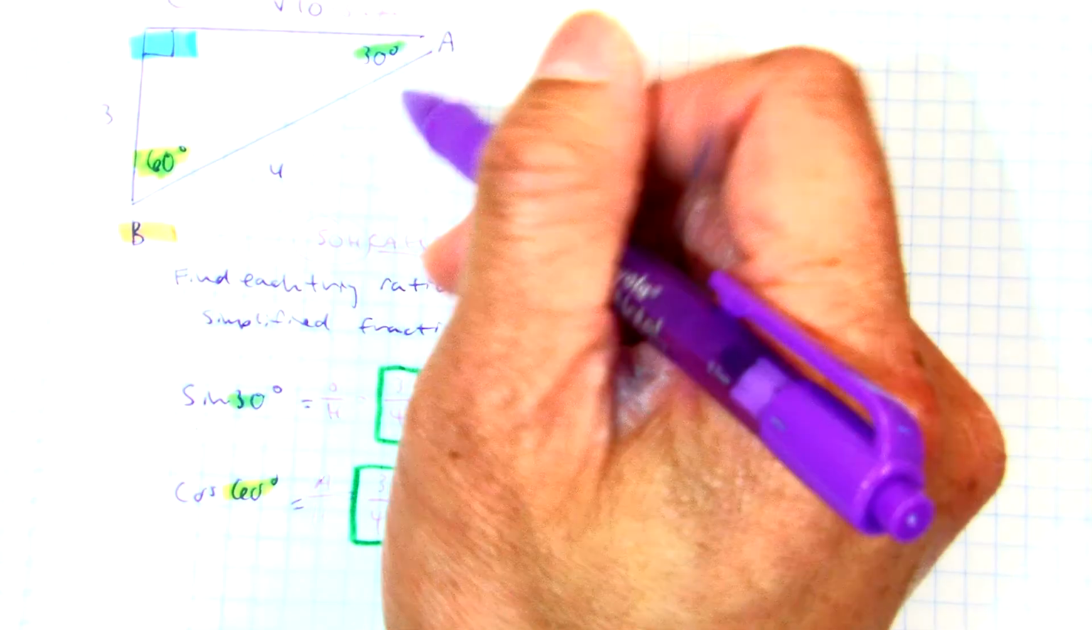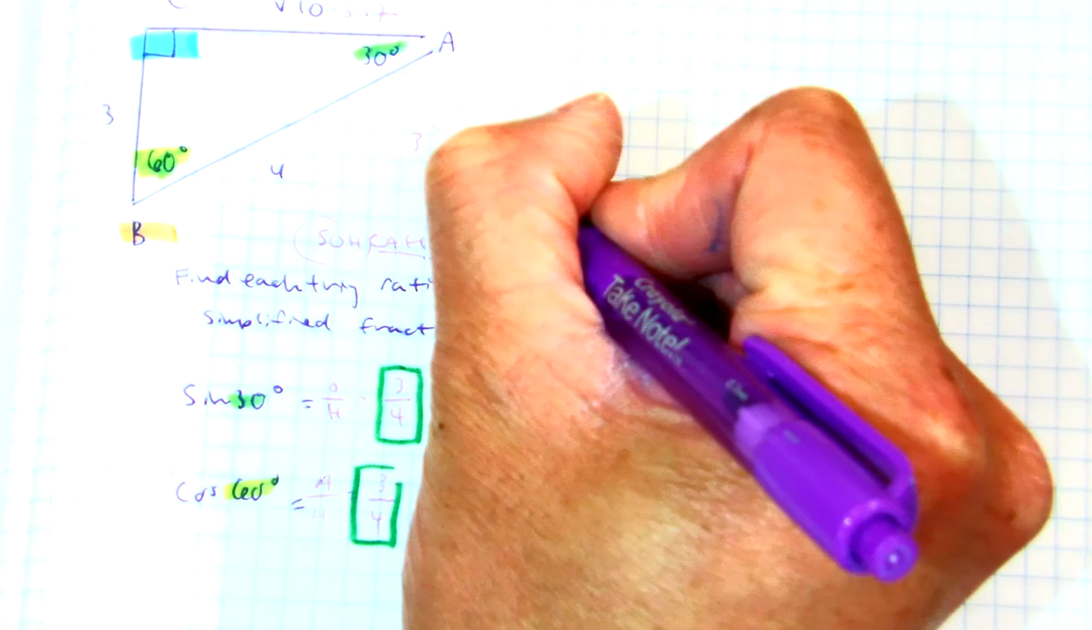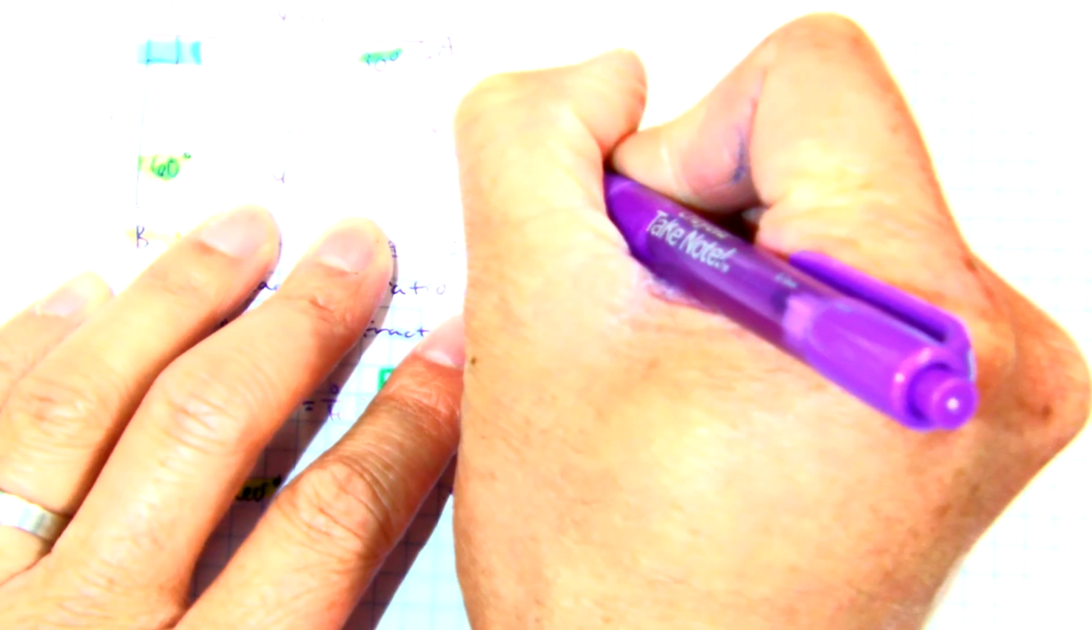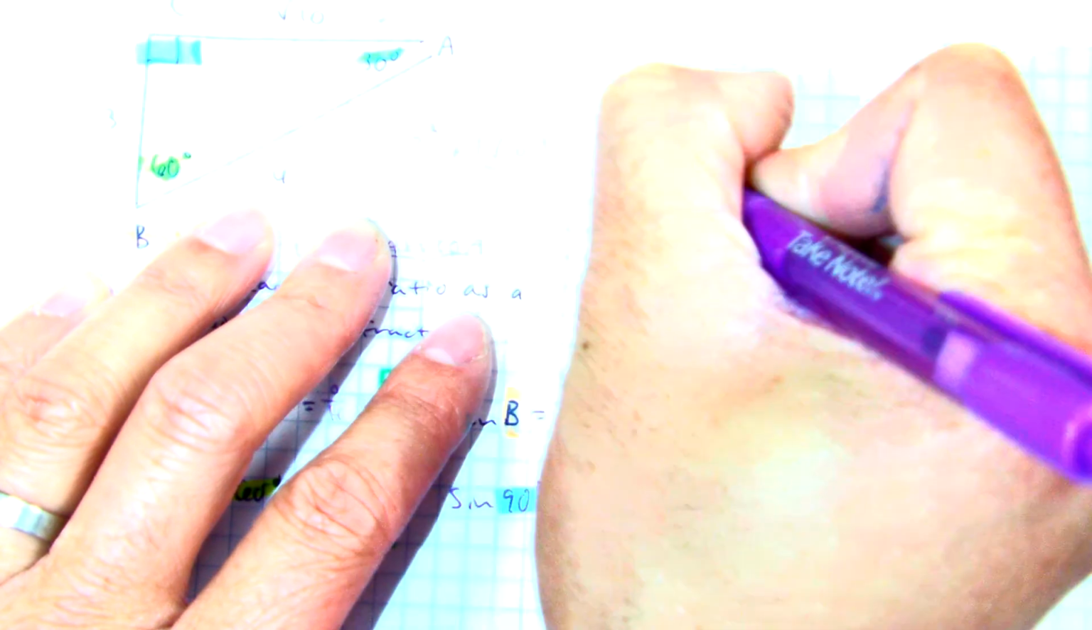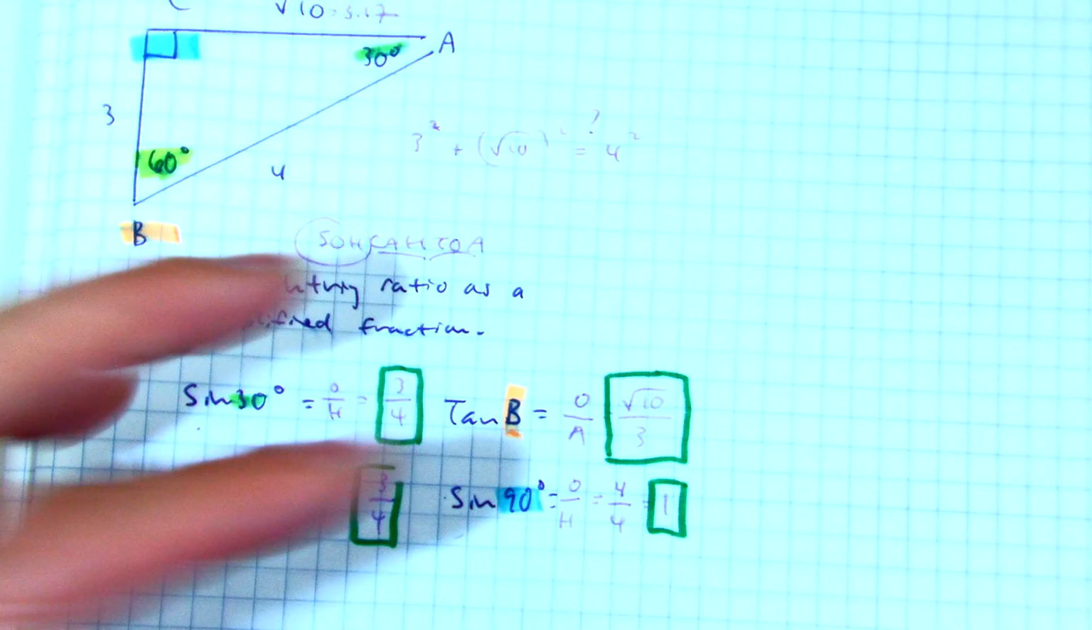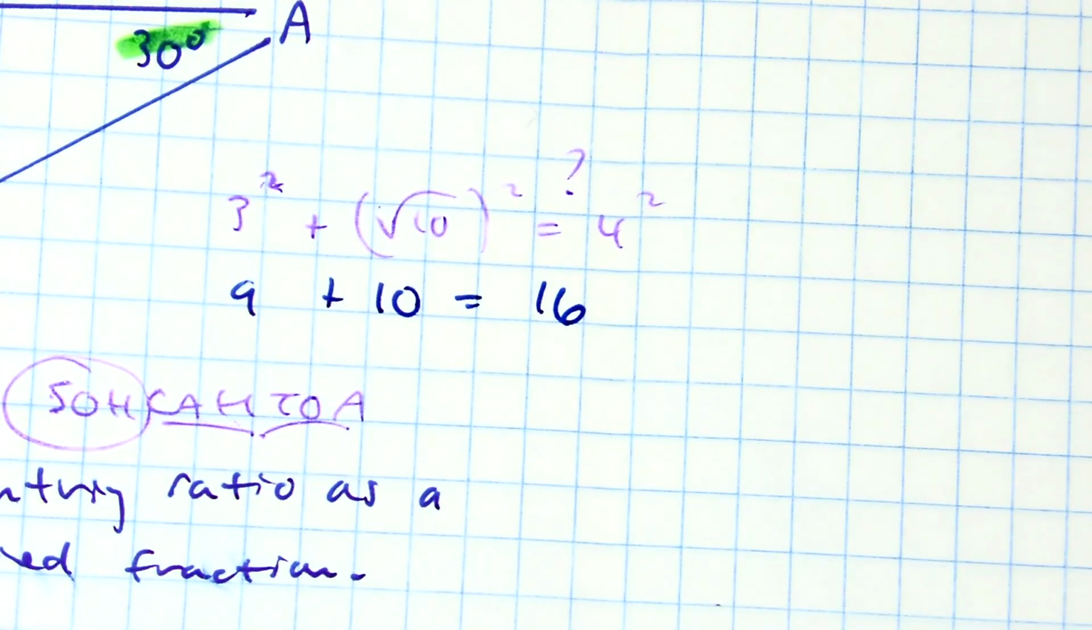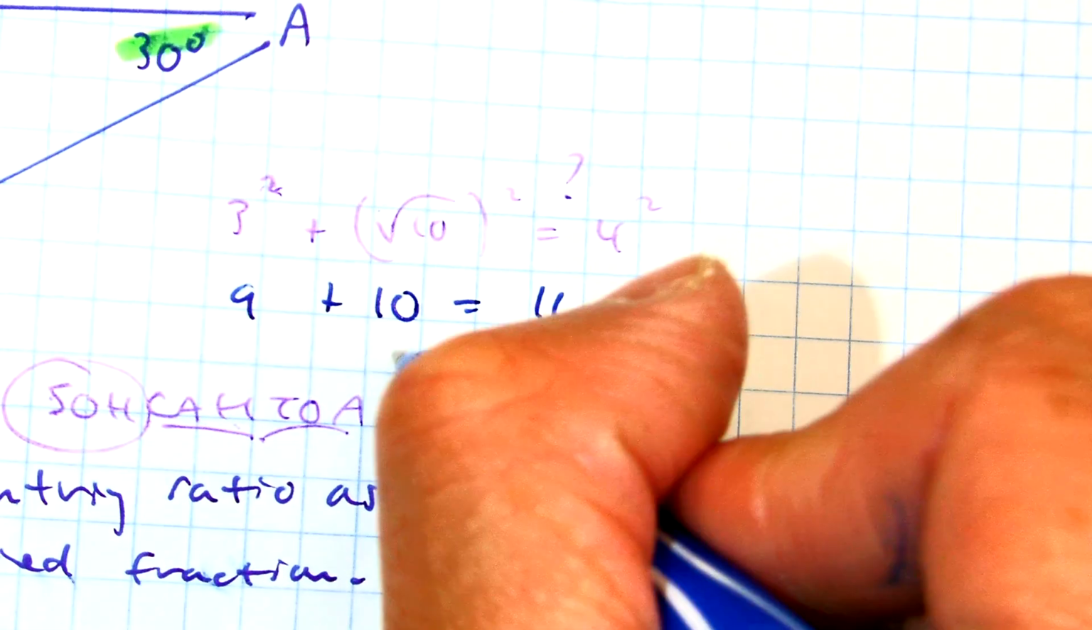How about if I did Pythagorean Theorem? 3 squared plus radical 10 squared equals 4 squared. Three squared is 9. Radical 10 squared is radical 10 times radical 10, which is radical 100, which is 10. And then that is 16. It's not blurry. See? 9 plus 10 is 19. And class, is 19 equals 16?